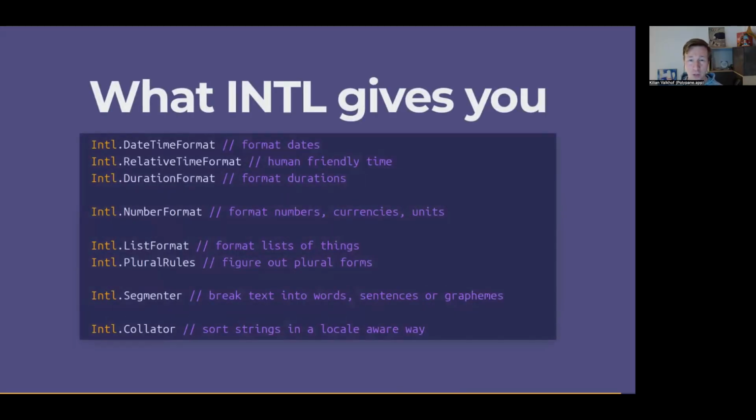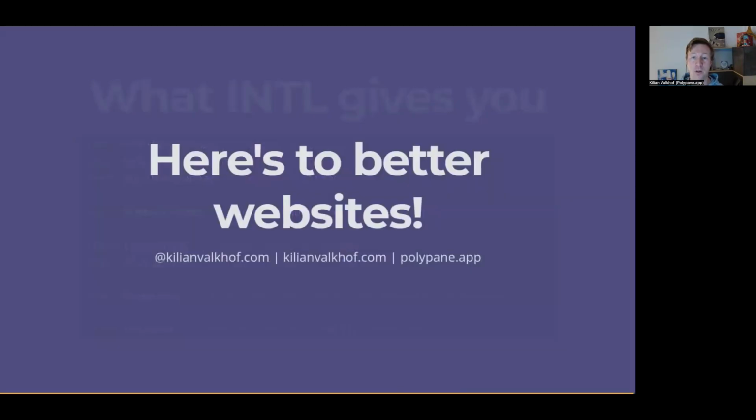So this is what Intl gives you in every browser since 2017. So next time you need to format something, anything, measure something, or sort something, these are the APIs to reach for rather than NPM packages. So here's to making better websites. Thank you for listening.